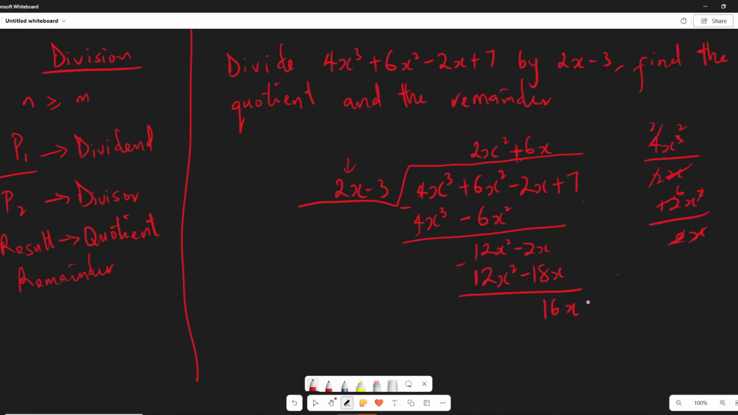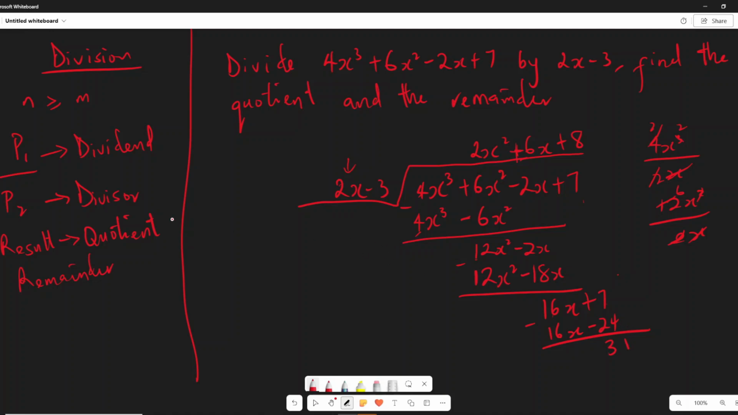Lastly, bring down plus 7. 16x divided by 2x is going to be 8, just 8. And then 8 times 2x is 16x. Lastly, 8 times minus 3 is minus 24. So if you subtract, this is 0. 16 minus 16 is 0. But we have 7 minus minus 24, which is 31.